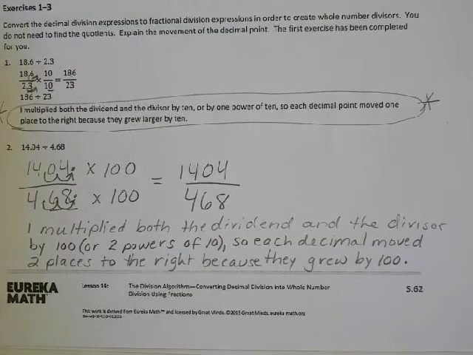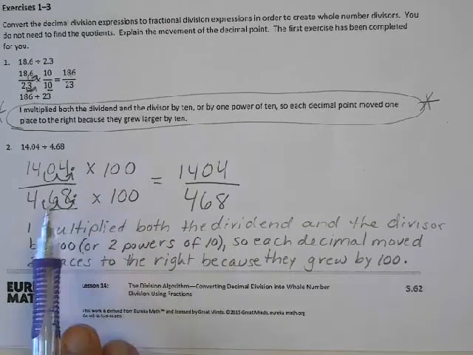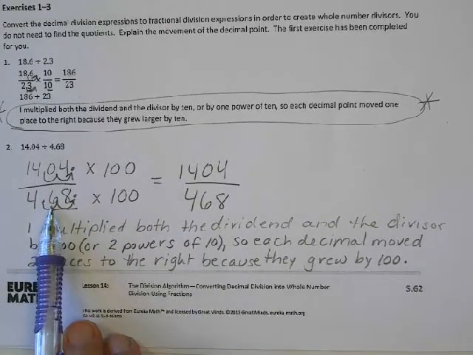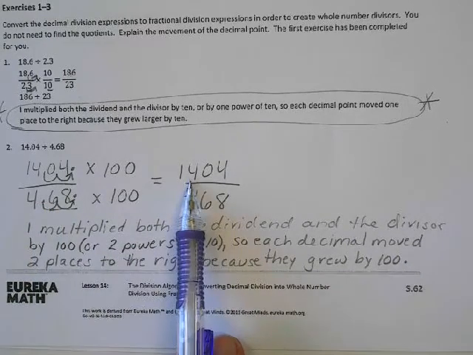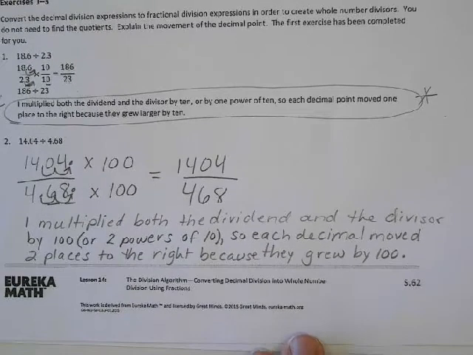So for number 2, you should have put 14 4/100 over 4 68/100, multiplied both of those by 100 because there are two numbers behind the decimal in the denominator, which would have given you 1,404 over 468. And your explanation is I multiplied both the dividend and the divisor by 100 or 2 powers of 10. So each decimal moved 2 places to the right because they grew by 100.